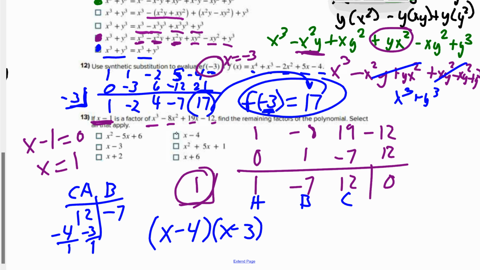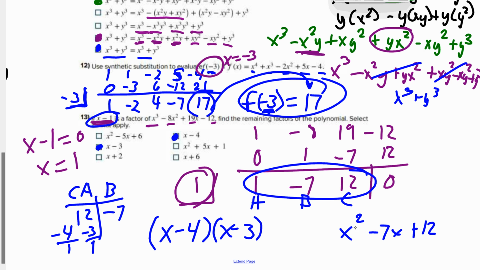So those are my other 2 remaining factors. And so there they are. So x minus 1 is a factor, x minus 4 and x minus 3 are factors. So if it wasn't factorable, then I could leave this as a quadratic. X squared minus 7x plus 12 would be the other factor. So I have to be able to cab it or factor it.